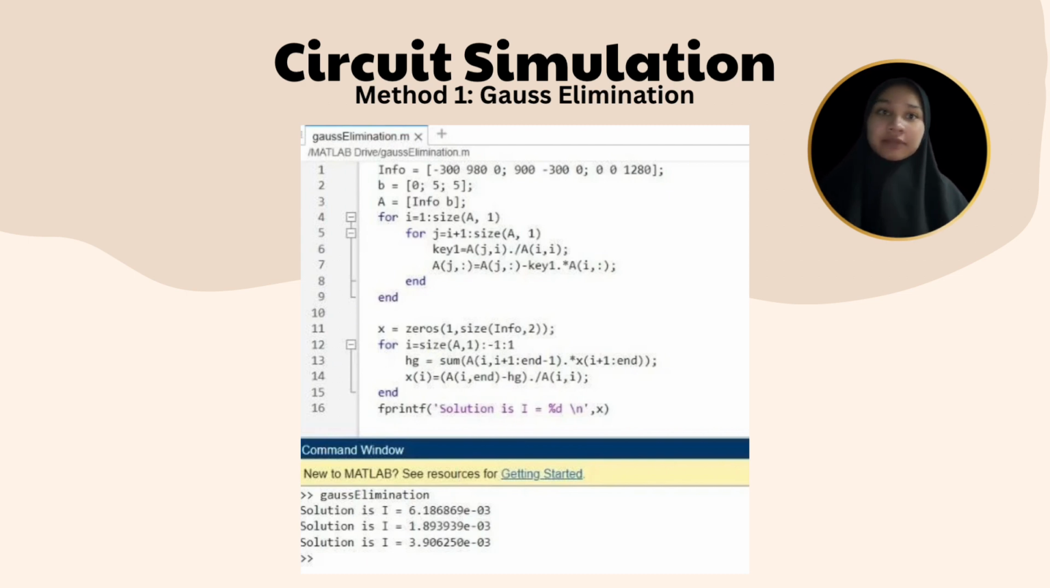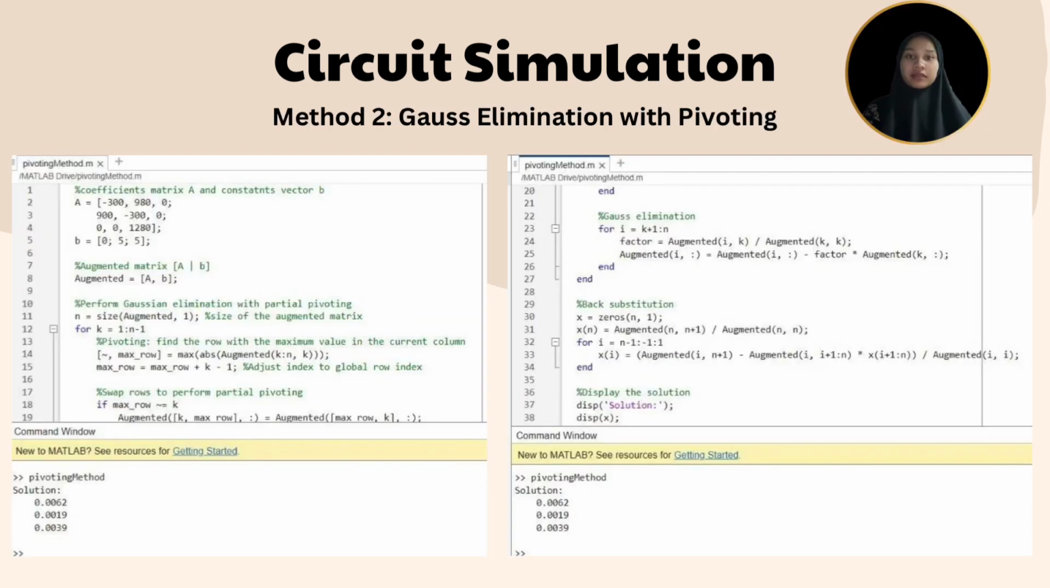And next, line 14. xi is then computed using the formula stated in line 14, which isolates the variable corresponding to row I. The last line is used to print the solution vector x to the console.